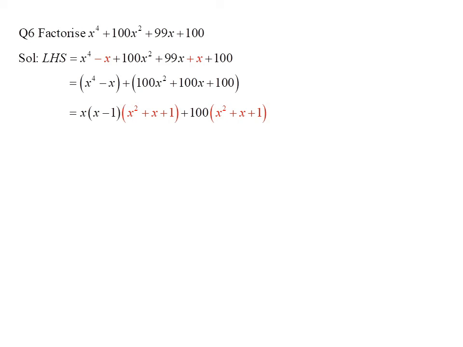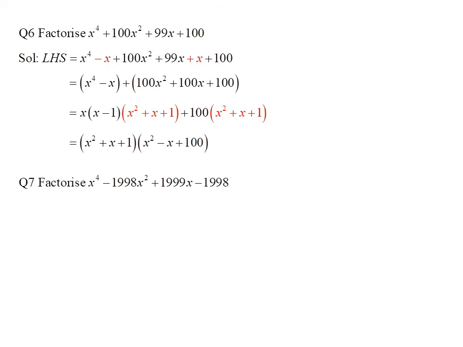The next step is to factorize in each group. For the first group, x is the common factor, and then the remaining part is x cubed minus 1, which can be factorized as (x minus 1) times (x squared plus x plus 1). As for the second group, we just take out 100 as its common factor, and the remaining part exactly matches the quadratic factor in the first group as shown in red color. Hence, we take out the common quadratic factor and complete the factorization.